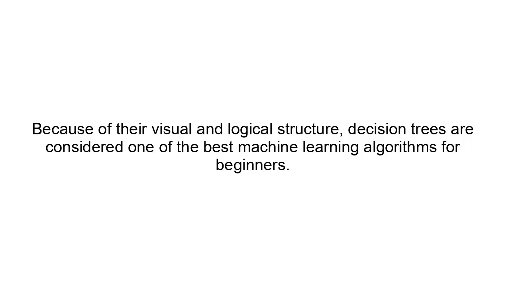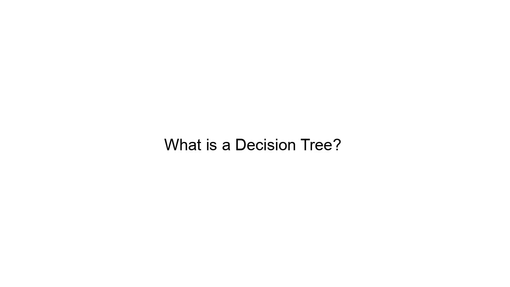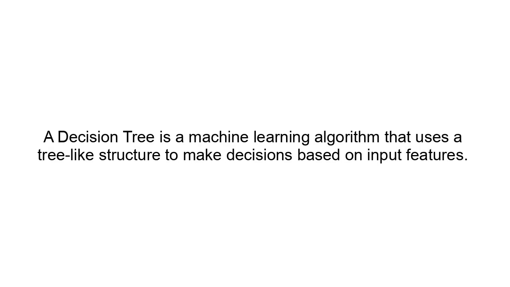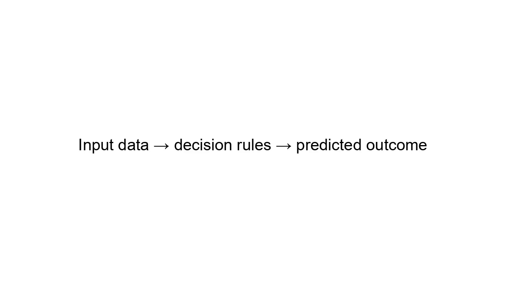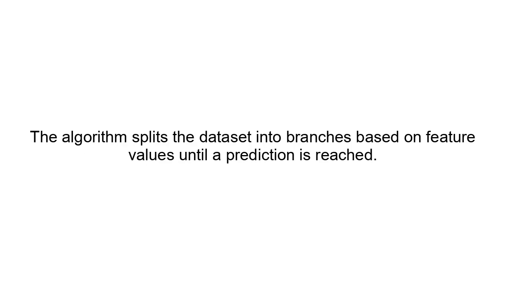What is a decision tree? A decision tree is a machine learning algorithm that uses a tree-like structure to make decisions based on input features. In simple words, decision tree equals making predictions using a series of decision rules. Example concept: input data, decision rules, predicted outcome. The algorithm splits the dataset into branches based on feature values until a prediction is reached.